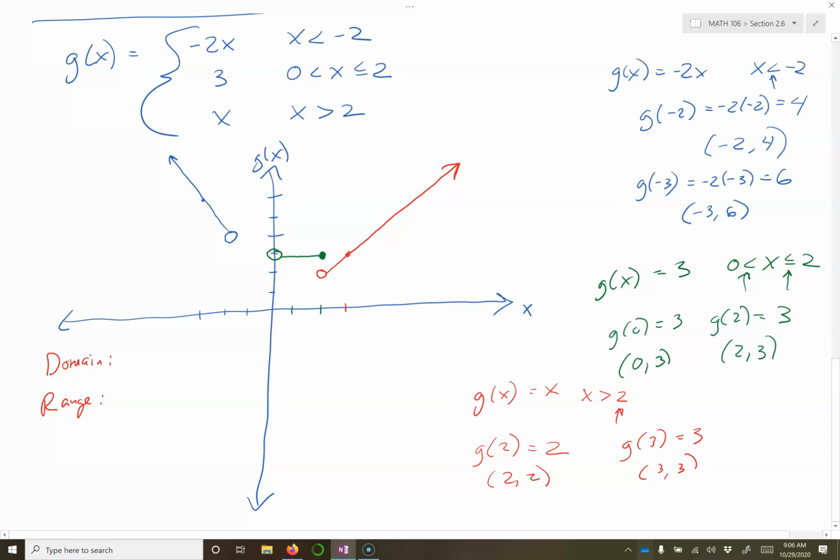All right, who wants to give the domain? This is all the x values that have a color on this graph. It doesn't matter what color, because the domain is for the entire function, not for each piece. So start on the left. Where do we start all the way on the left here? Go ahead.